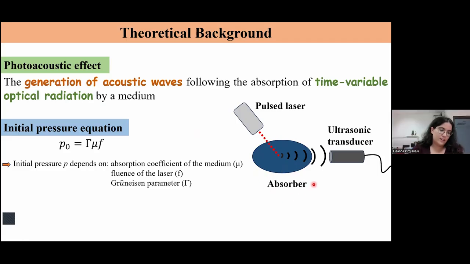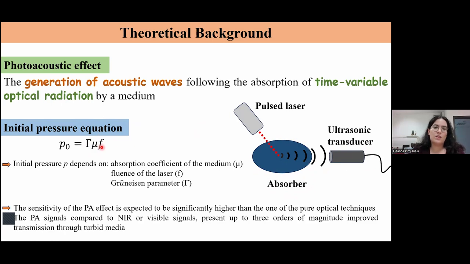So this is the absorber. Now, the resulting pressure signals are then recorded in the time domain by ultrasound transducers. So this is the equation of the initial pressure, where, as you can see, it depends on the Grüneisen parameter, the absorption coefficient of the medium, and the fluence of the laser.